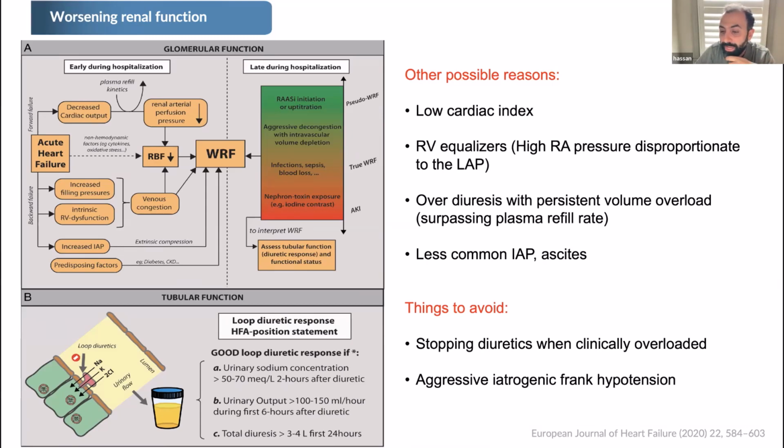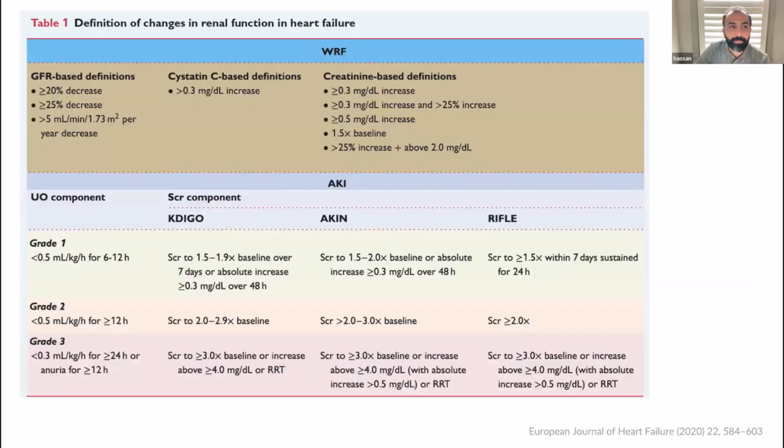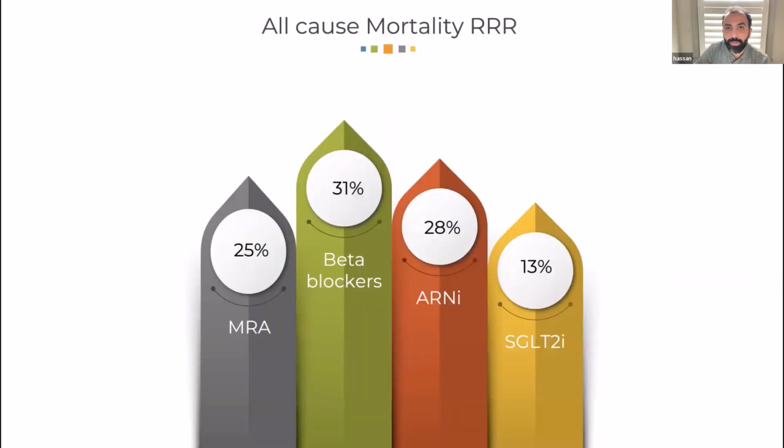Aggressive iatrogenic frank hypotension. Whenever somebody comes in, we have a theory of vasodilating someone for reducing afterload, which is not a bad idea, but we should not frankly get someone hypotensive because the kidney would not like it and get hypoperfusion and an AKI as well. All right, these are the definitions. We're not gonna go over them.